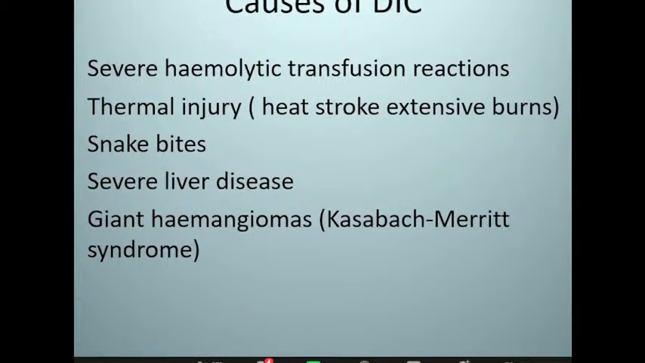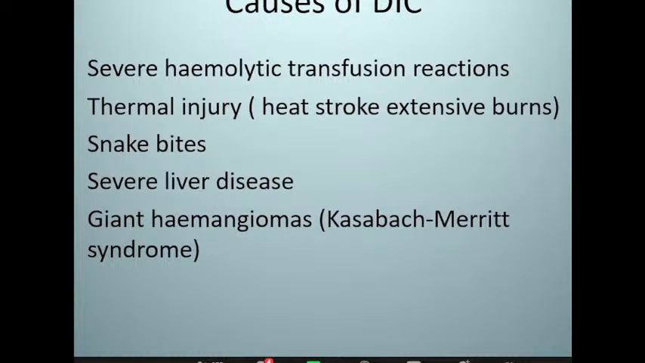Then when we have incompatible blood transfusions, resulting in a severe hemolytic transfusion reaction. So incompatible, like a patient who is blood group O receiving A or B blood, or a patient with blood group B receiving group A blood, they will have a major hemolytic transfusion reaction, which may present as disseminated intravascular coagulation. Extensive burns will also cause disseminated intravascular coagulation.